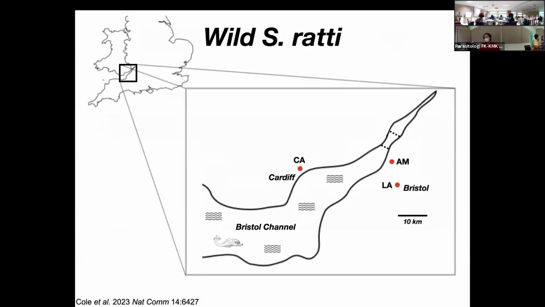This is where we did the sampling. This is the UK, Europe is down here, and we're in the southwest corner of the UK. We sampled at three places near the city of Bristol: a farm here, a waste treatment waterworks here, and a rubbish dump. These are separated by the river on the map. So we have 90 parasites from those three sites.